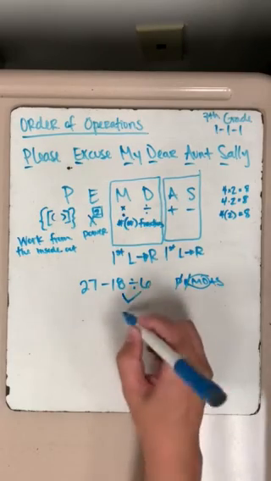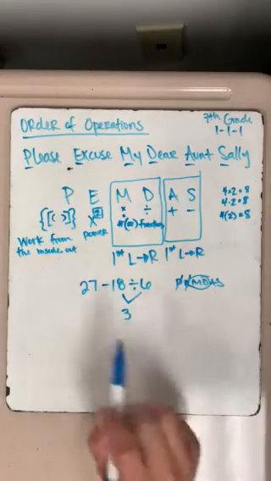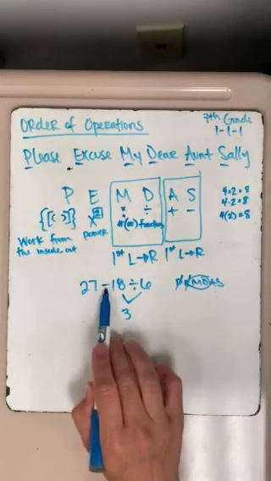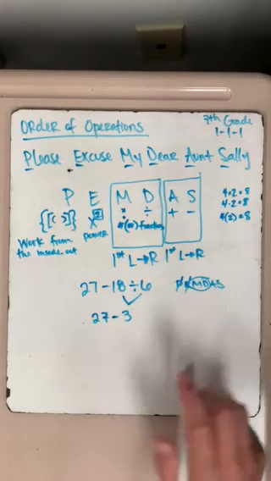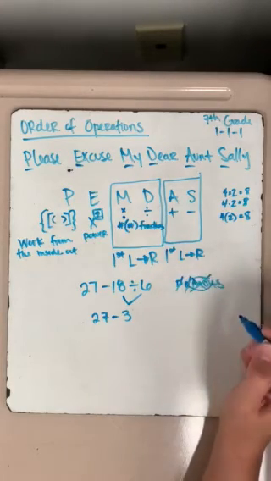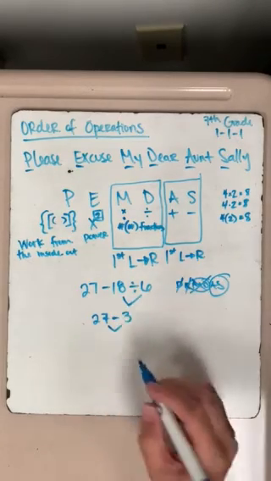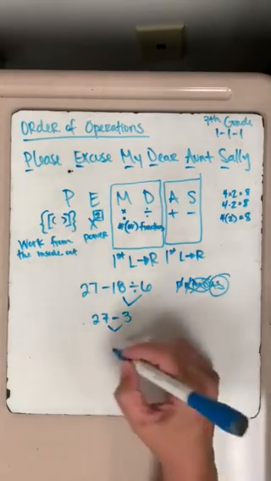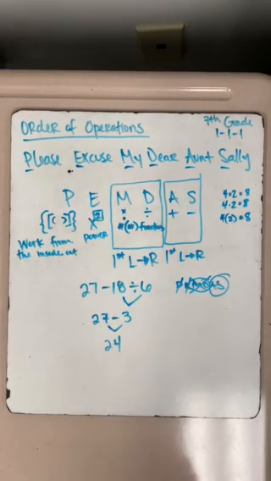18 divided by 6 gives me 3. I drop down everything I haven't used. I haven't used 27, I haven't used my subtraction. So now I have 27 minus 3. Now, I've done all of my multiplying and dividing. I have adding and subtracting left. All I have is a subtraction. So 27 minus 3 is 24. You guys are going to go ahead and try that.